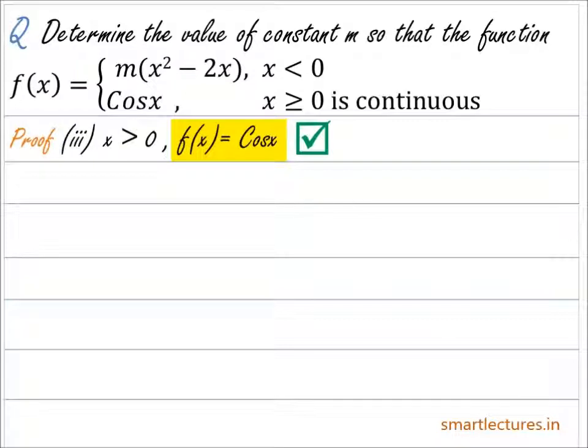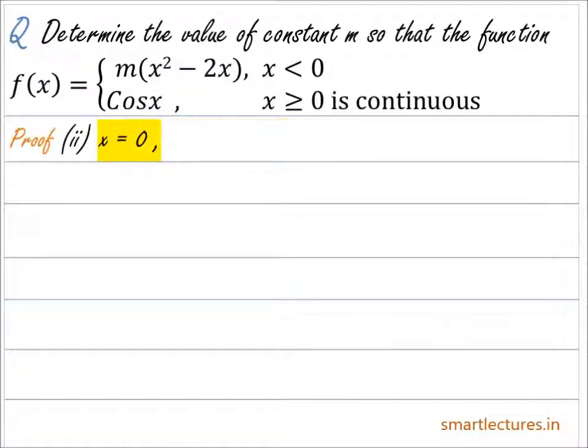Now let's consider the other case where x = 0. What's the value of the function at the point 0? Now f(0) = cos 0, or 1. And this function will be continuous at the point x = 0 if its limit is also equal to 1.